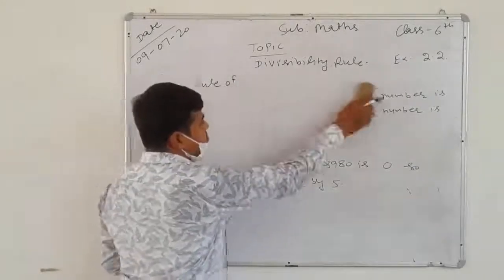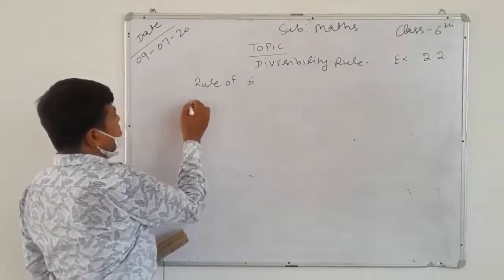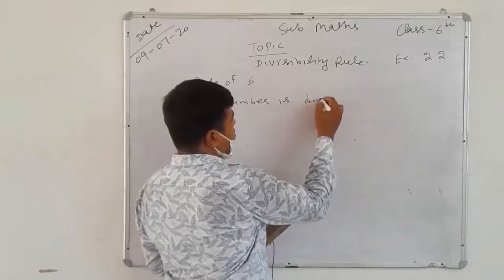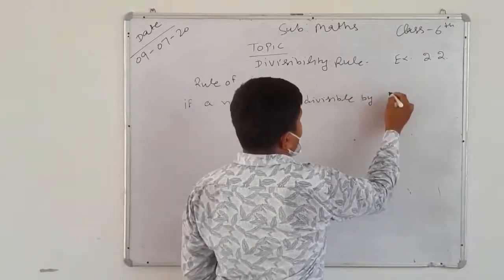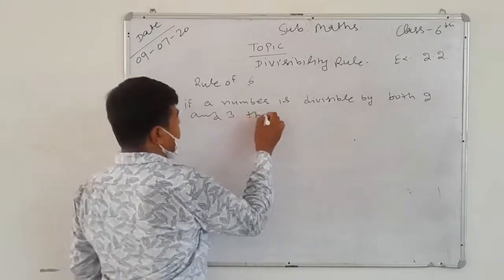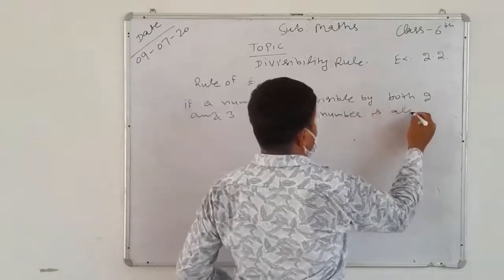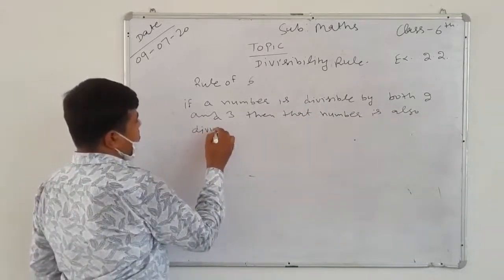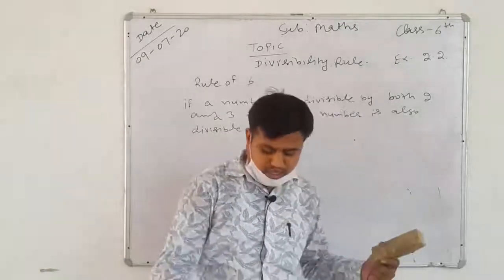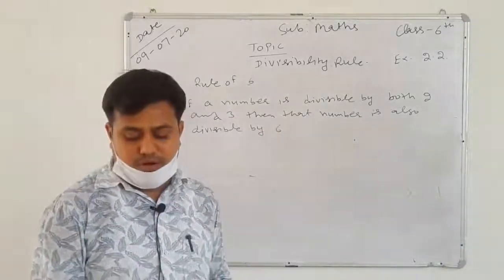Then divisibility rule of 6. Rule of 6: if a number is divisible by both 2 and 3, then that number is also divisible by 6. To check whether any number is divisible by 6 or not, we have to verify the rule of 2 and the rule of 3.